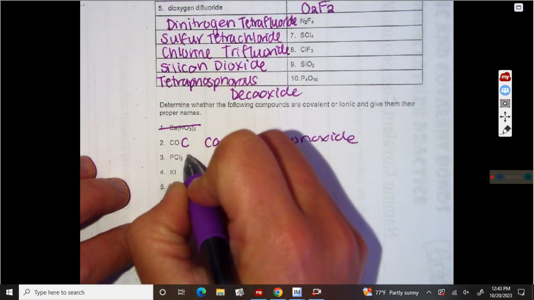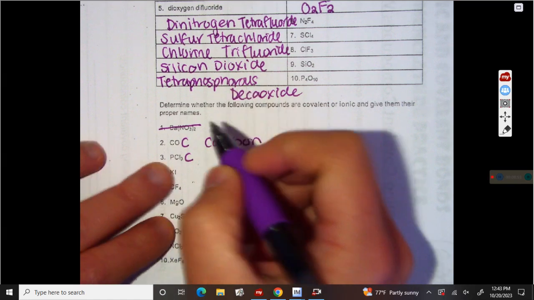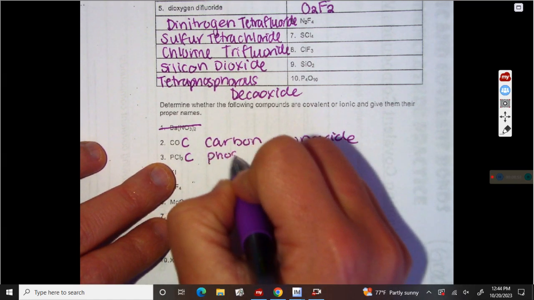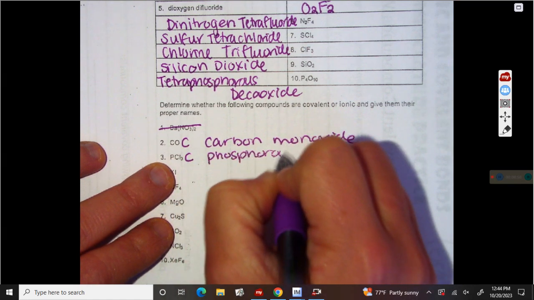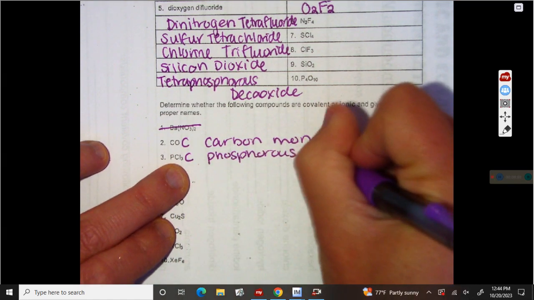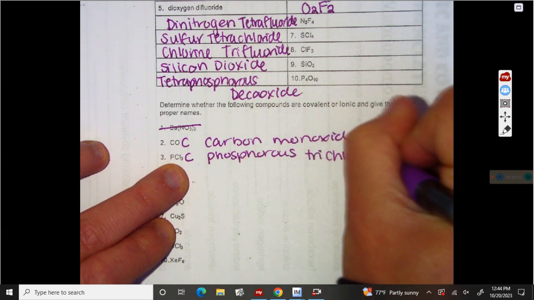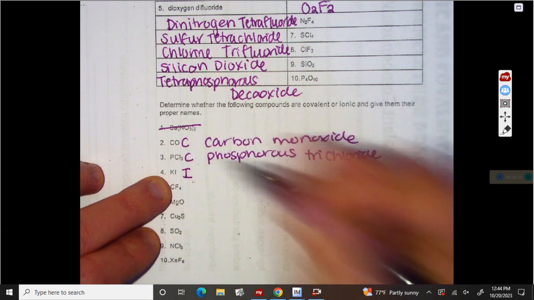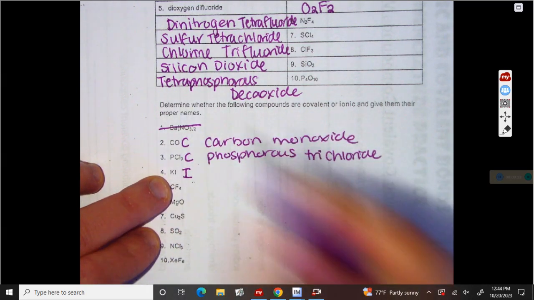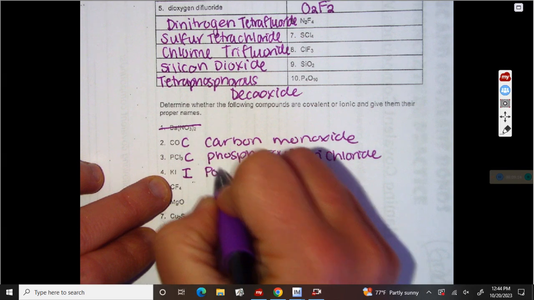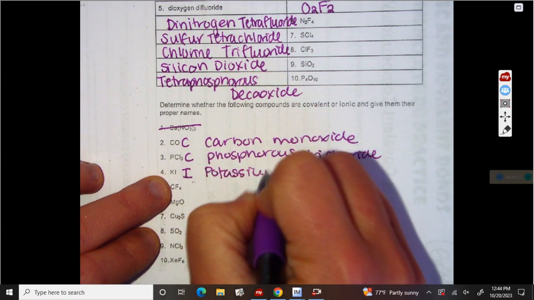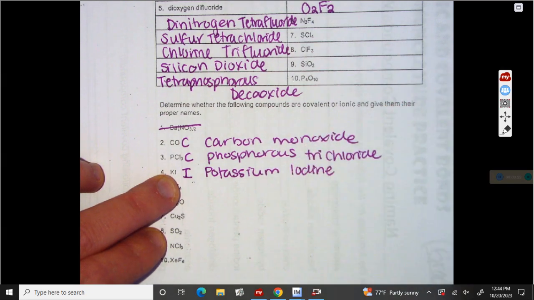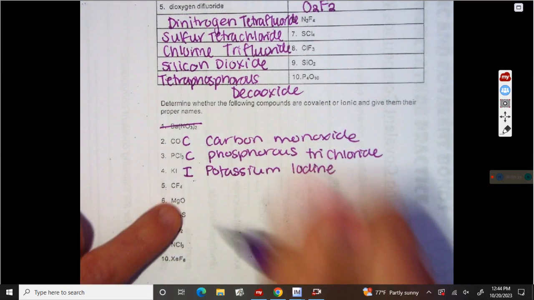PCl3, phosphorus and chlorine are both covalent. So phosphorus has just 1. We're going to write monophosphorus. So it's phosphorus trichloride. K and I. Potassium is a metal, so that's ionic. And now go back to our old ionic names. We just name the metal, potassium. Non-metal and IDE, so we do iodide. The reason I did not use prefixes is because it is not covalent.